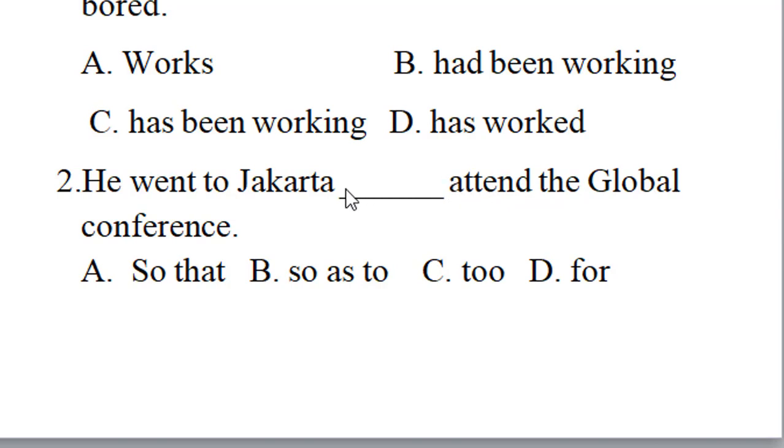So he went to Jakarta means he wanted to attend the conference. These two sentences can be combined with a reason adverb. So as to is the right answer. If you insert so that, there must be a main clause here. There is no main clause, so so that cannot complete the question. Too plus maybe a noun, too plus maybe another adjective, but this doesn't work this way. If we insert for, the second part should be the reason for the first one. So this is not the way that we use for.